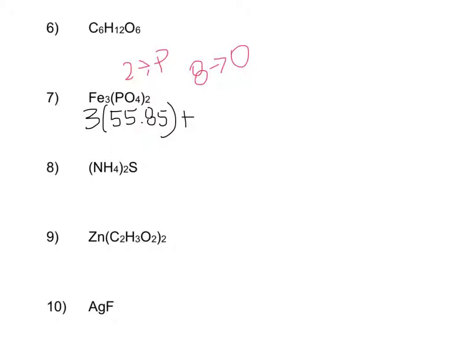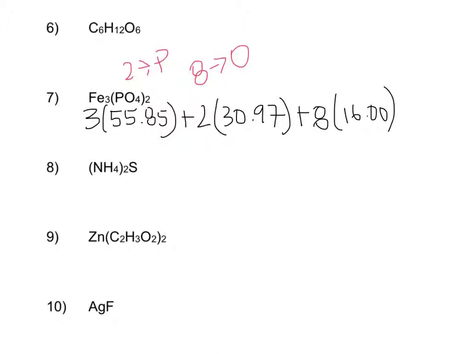So what do we do? 2 times the atomic mass of phosphorus, 30.97, plus, and there are 8 oxygens. Again, we got that from the 2 times the 4. So 8 oxygens, 16.00.